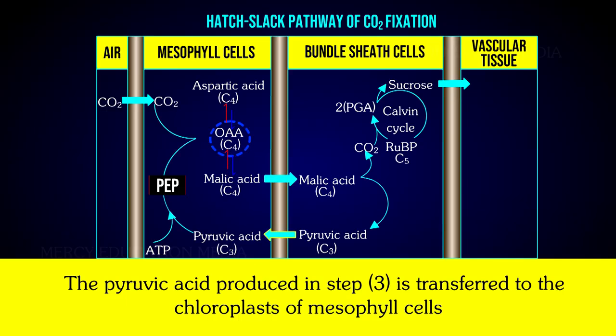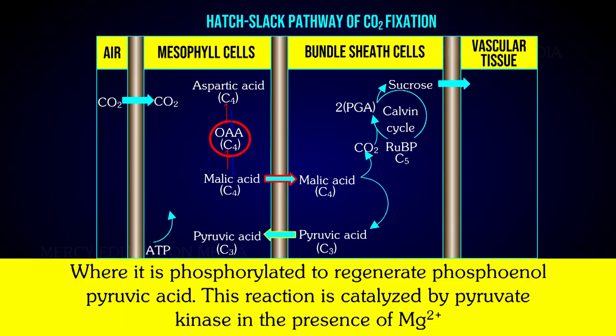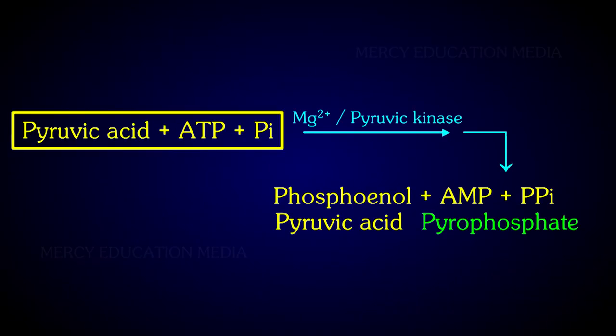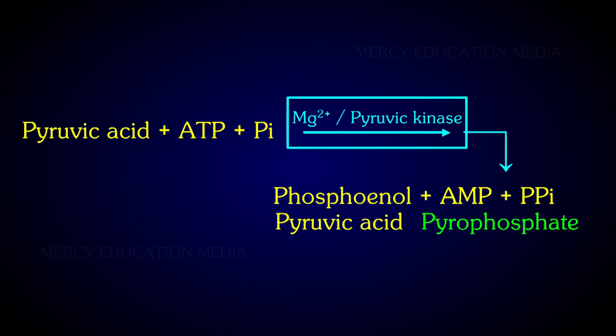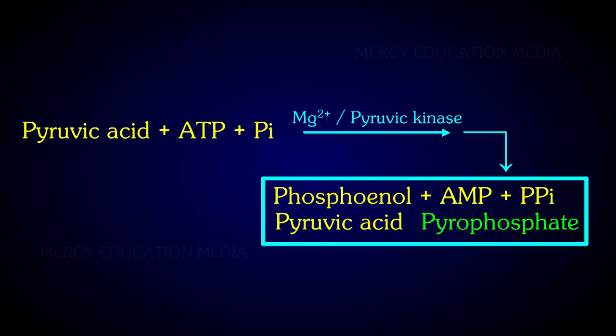The pyruvic acid produced in step 3 is transferred to the chloroplast of mesophyll cells, where it is phosphorylated to regenerate phosphoenol pyruvic acid. This reaction is catalyzed by pyruvate kinase in the presence of magnesium 2 plus. Pyruvic acid plus ATP plus Pi in the presence of magnesium 2 plus and pyruvate kinase gives phosphoenol pyruvic acid plus AMP plus PPi, that is pyrophosphate.